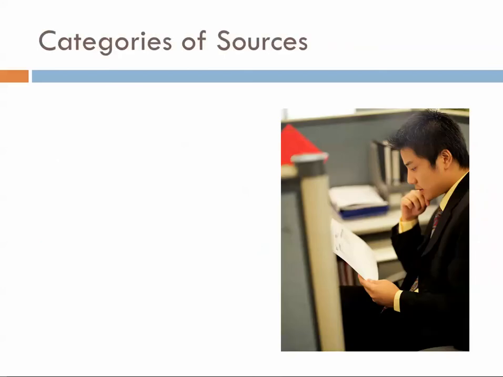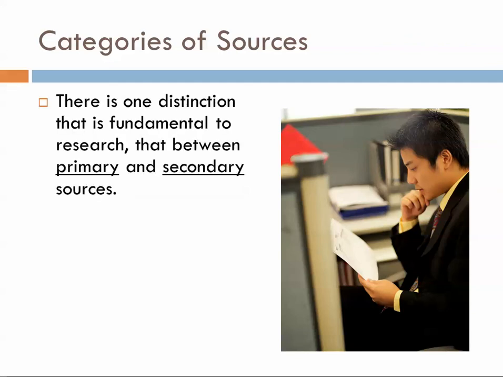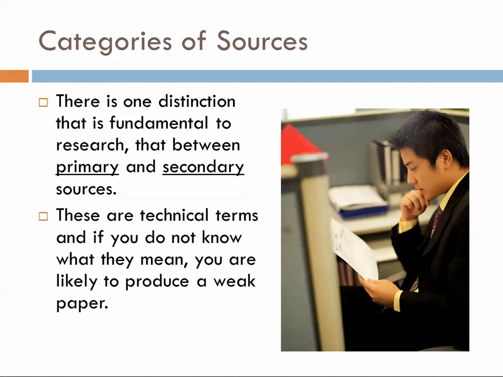So let me also talk about categories of sources. We talked just now about types of sources. But there is, in that great Venn diagram, some overlapping categories that you need to be familiar with. There's one distinction that's fundamental to all research, and that is between primary and secondary sources. So I wanted to clarify what we mean by those terms. These are technical terms, and if you don't know what they mean, you'll probably produce a weak paper.